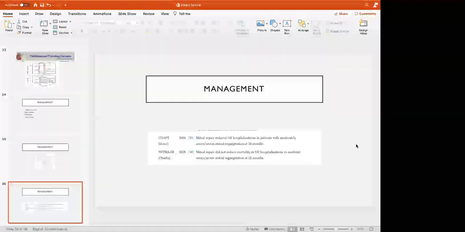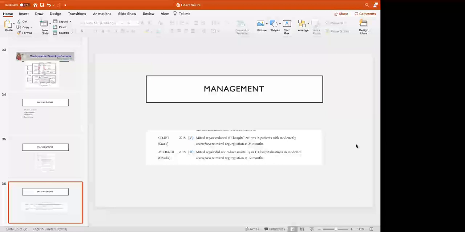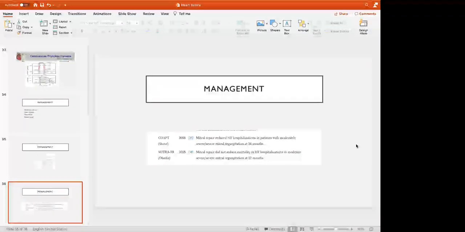Here's a question from Hannah. Captopril versus losartan. Which is the best choice?